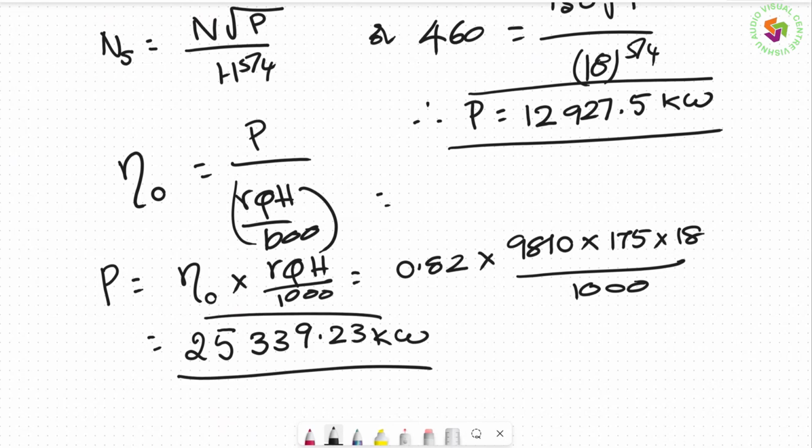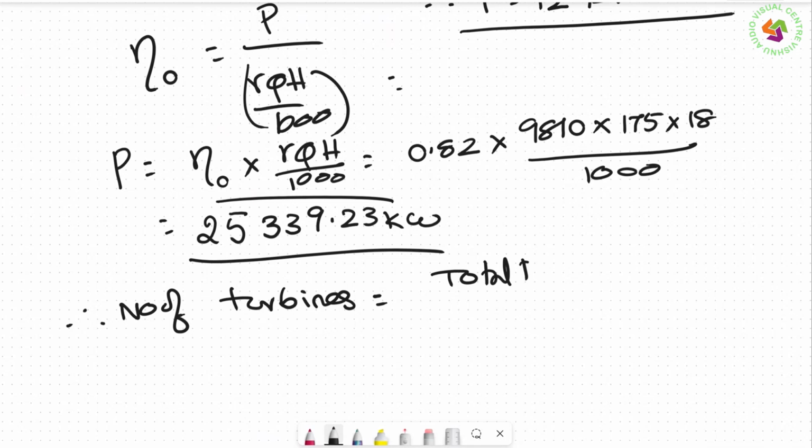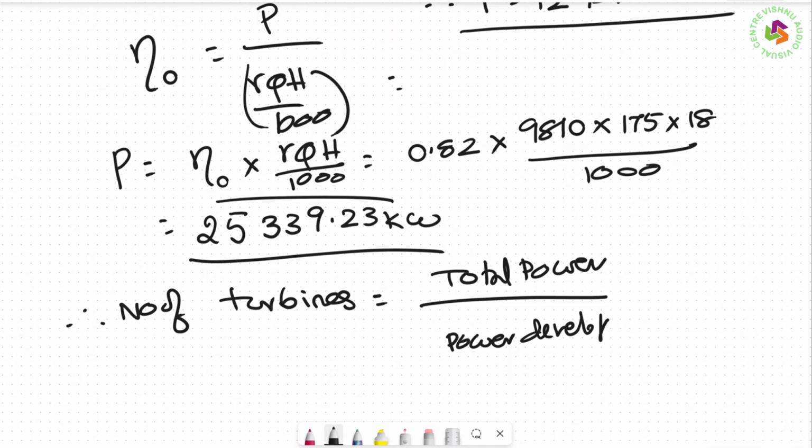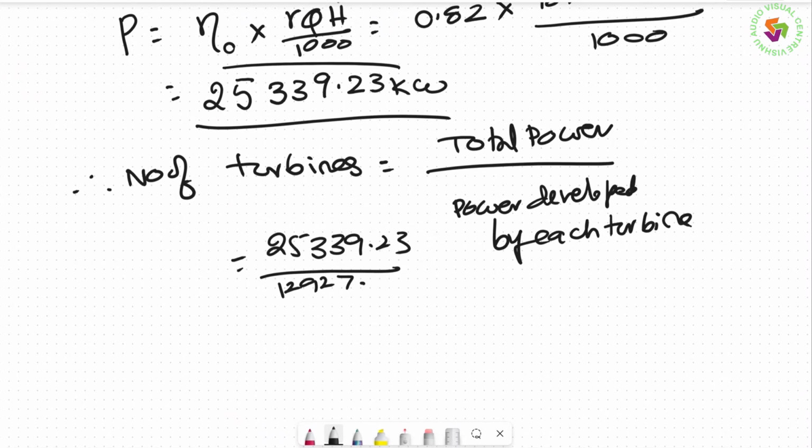Now total power is 25,000, and for each of the turbines it is this much. So therefore, number of turbines required is equal to total power divided by power developed by each turbine. So it is equal to 25,339.23 divided by 12,927.5, which is approximately 1.96. So I can say 2. So this is the second.